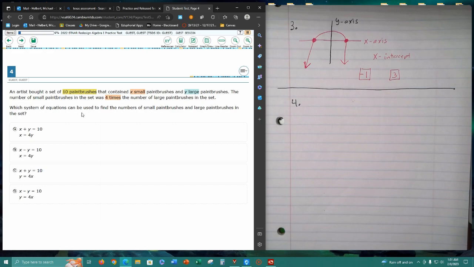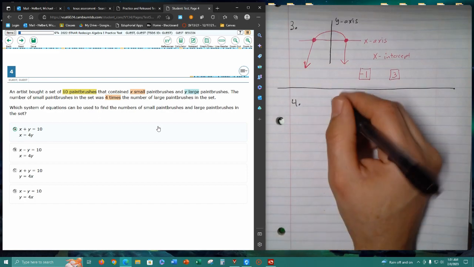Which system of equations can be used to find the numbers of small paintbrushes and large paintbrushes in a set? So ultimately we're trying to find small and large. So now what I'm going to do is go ahead and try to write this out before I approach any one of these equations. So here's what I know.